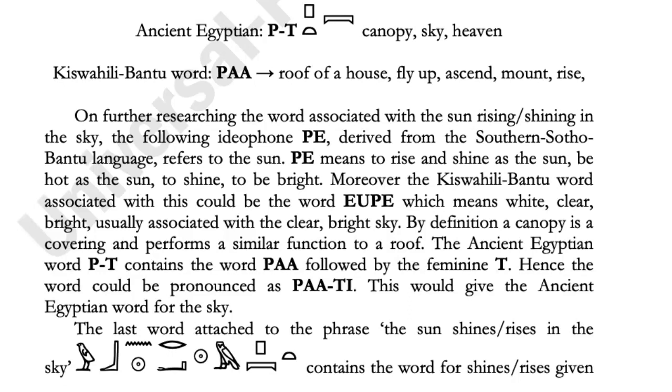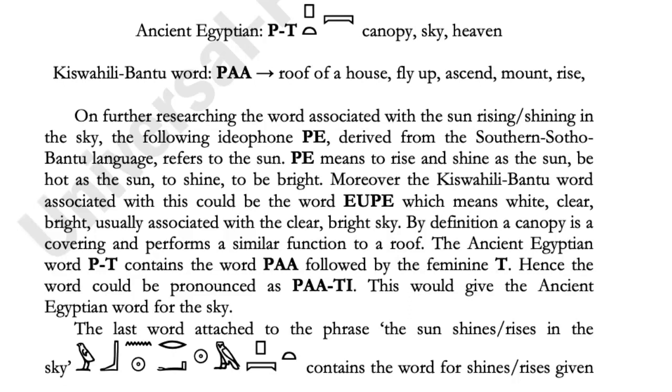The word associated with the sun rising, shining in the sky, the following idiophone, pe, derived from the Southern Sotho Bantu language, refers to the sun. Pe means to rise and shine as the sun, be hot as the sun, to shine, to be bright. Moreover, the Kiswahili Bantu word associated with this could be the word eupe, which means clear, white. Mweupe, one that is white.